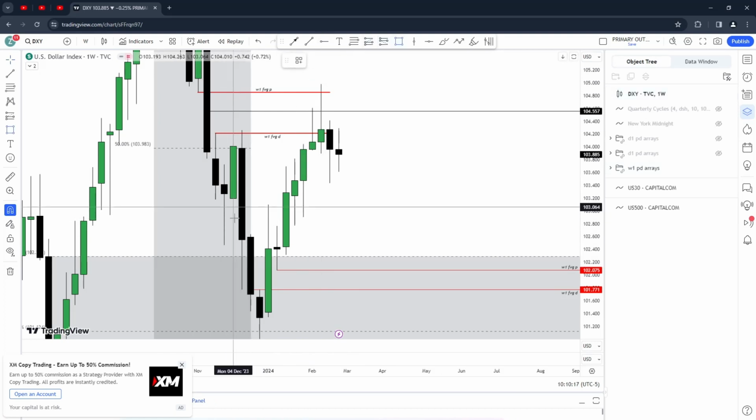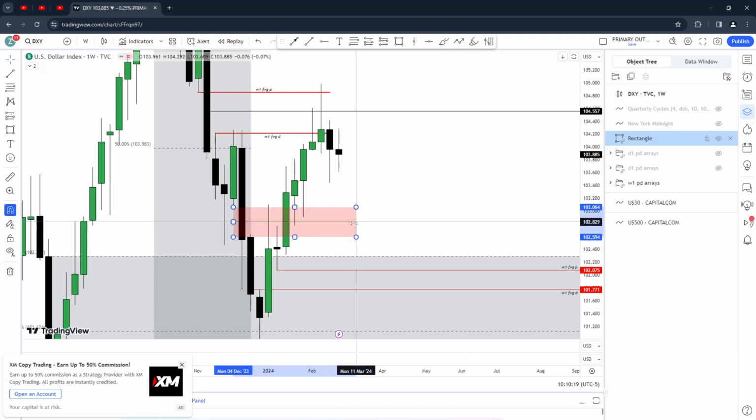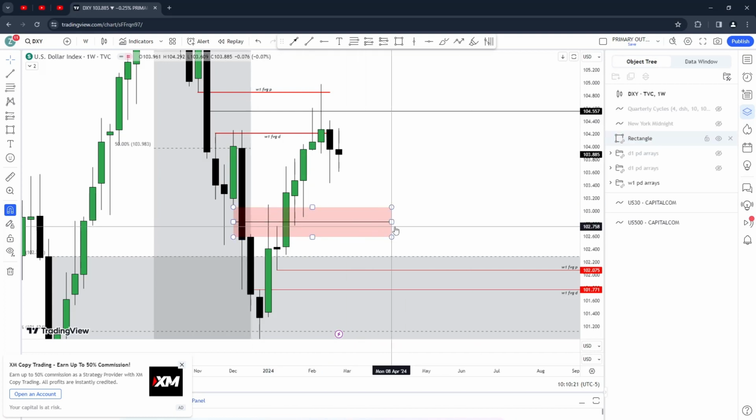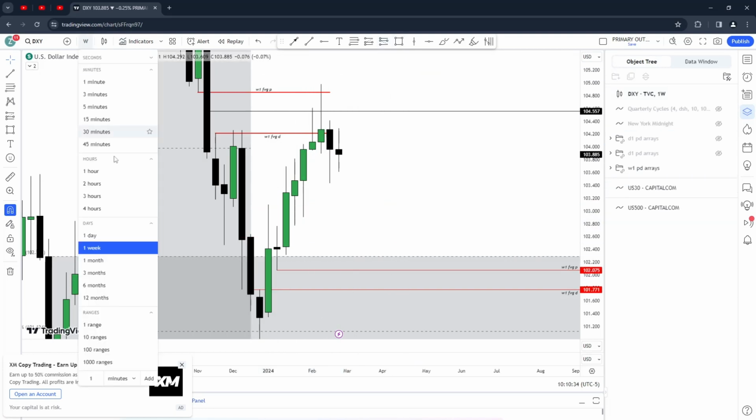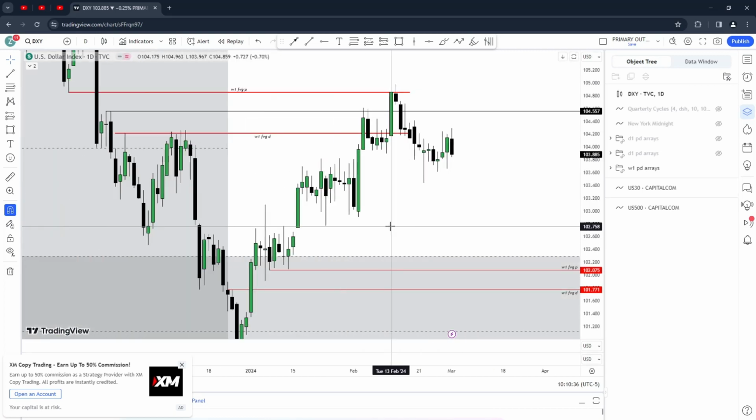I know it's not marked out, but this is an inverted fair value gap. We can find support in here and continue upwards, or we'll trade down here into the lower fair value gap, which is what I'm keeping my eye on and why this one isn't marked. But yeah, moving towards the daily.